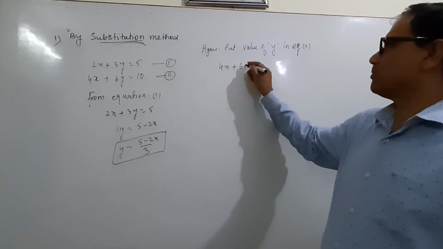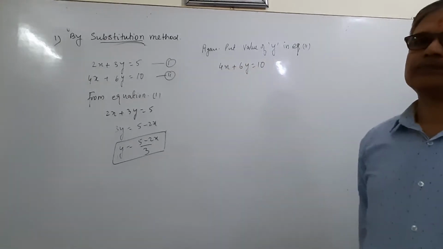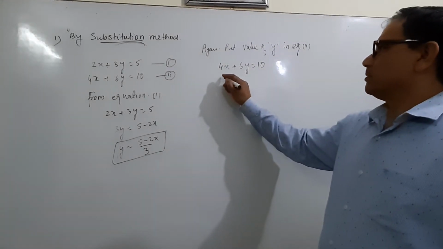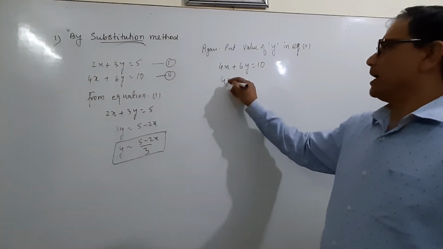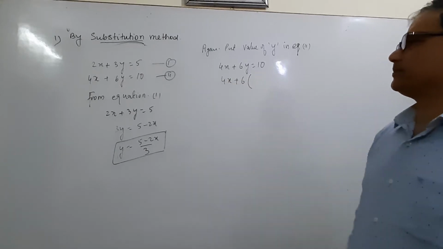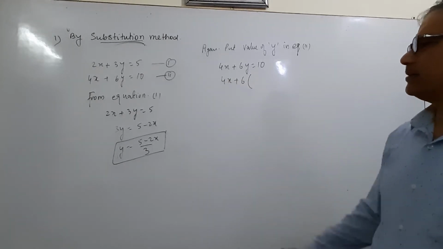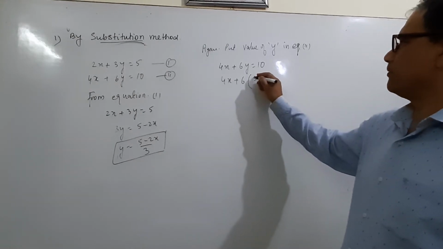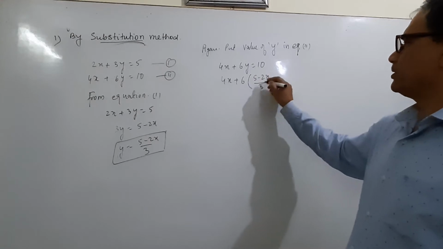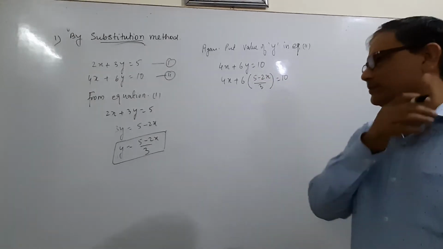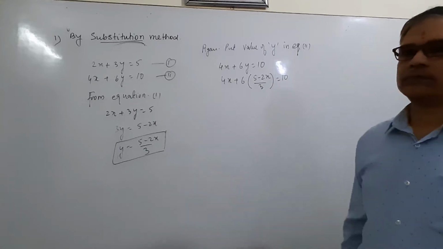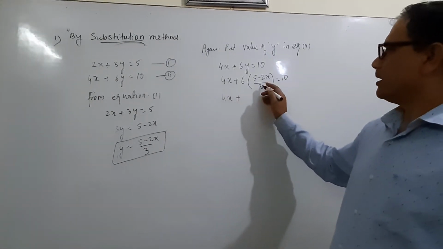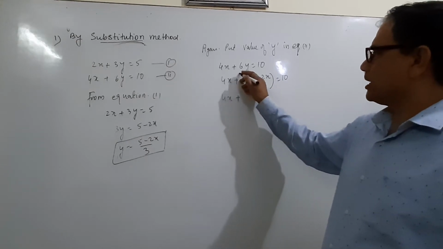Equation second. Now what do we do? 4x plus 6y is equal to 10. Here it is 4x plus 6, what is y? This one means (5 minus 2x) upon 3 is equal to 10. Then 4x plus, it will cut: 3 one's are 3, 3 twos are 6.